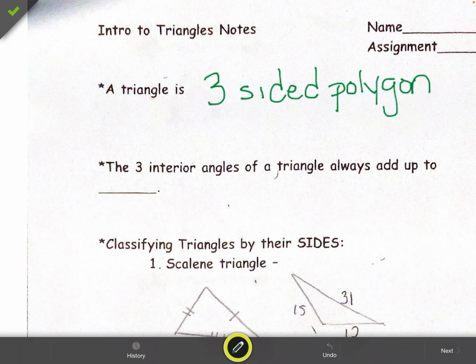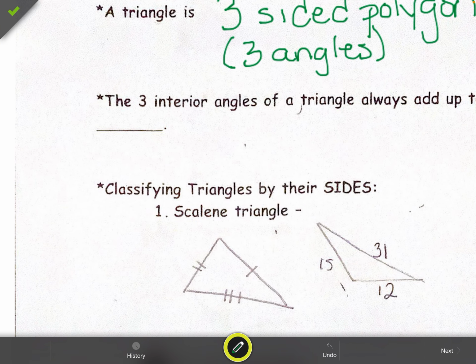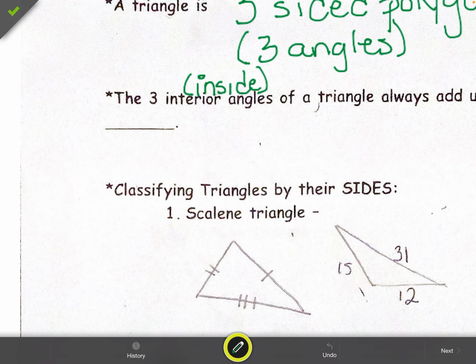If it has three sides, then it also has three angles. And you've seen triangles probably since kindergarten. One fact about a triangle, and we'll spend more time talking about this tomorrow, is the three interior angles, remember interior means inside, of a triangle always add up to 180 degrees. And again, we'll spend more time talking about that tomorrow.